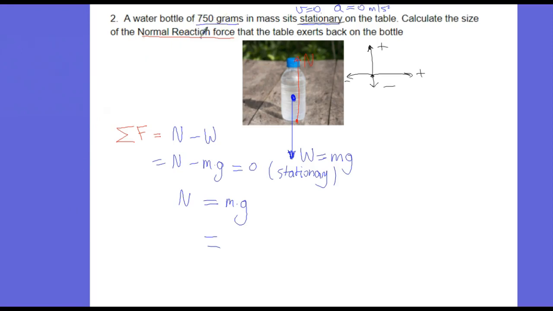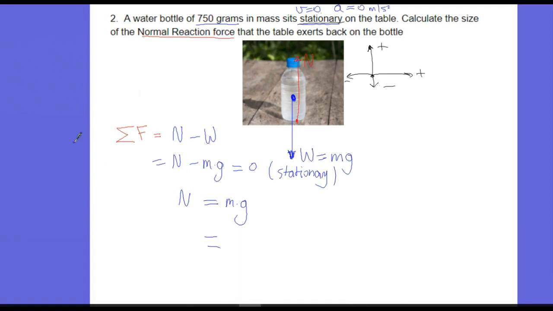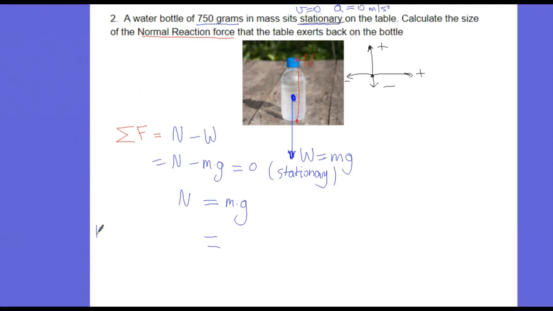Now, 750 grams, but what's the most appropriate unit for mass to be able to calculate the force in newtons? It's got to be in kg, all right? Because what's important to realize, 1 newton of force is equivalent to 1 kilogram multiplied by 1 meter per second squared. Okay?